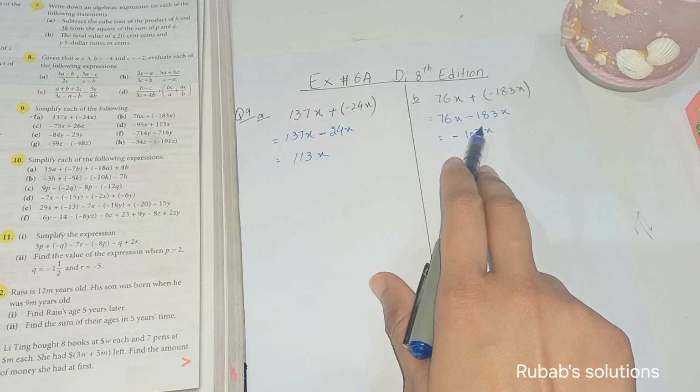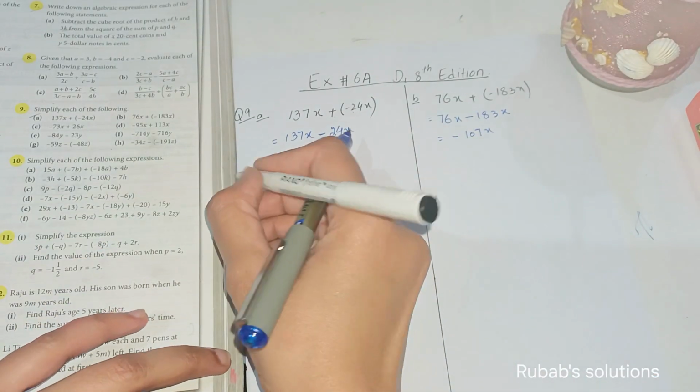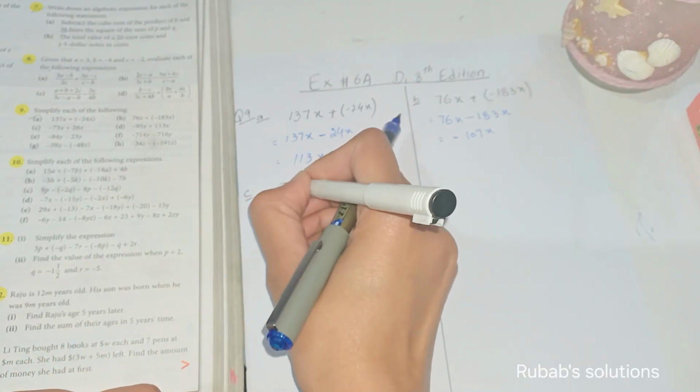Part B is 76x plus in the bracket there is minus 183x. Open the bracket, it will be minus 183x. When we do subtraction, the answer will be minus 107x. Why minus? Because 183 is a bigger number and with that there is a minus sign.